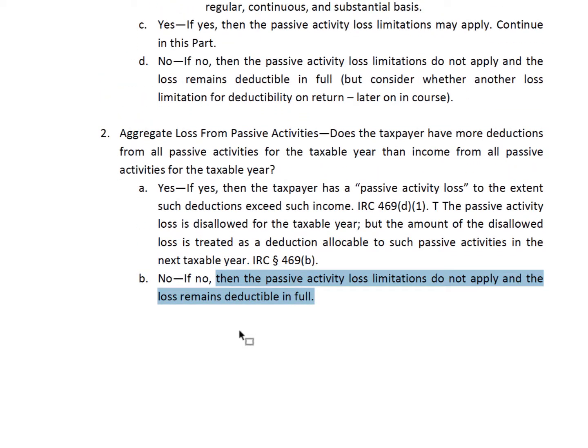There's more rules. What happens if you only have one passive activity, you have losses from it, and then you suspend the activity? You actually get to take the losses that year, even though you don't have any passive income. I'm sorry, you actually get to take the losses against your other active income. That's a special rule. So again, I just want to summarize.